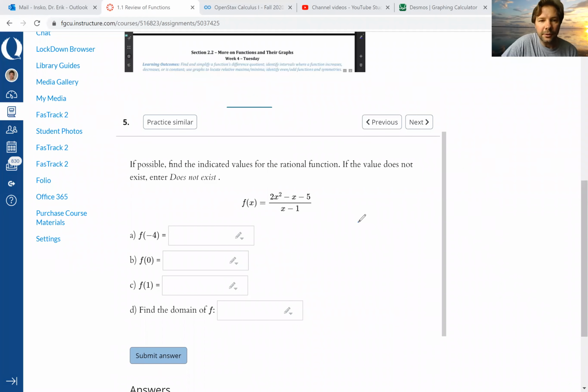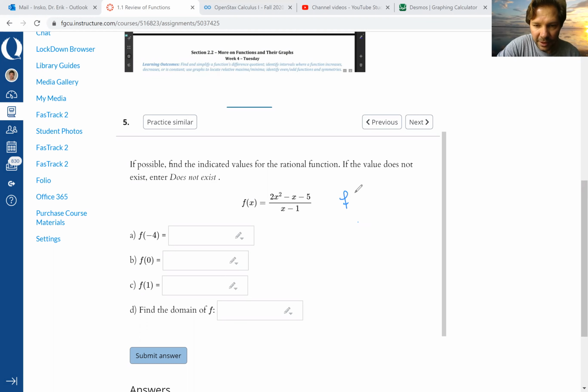Okay, now I'm going to show you how to do one of the homework problems in this section. So it says to evaluate this function. It says if possible, find the indicated values for the rational function. If the value does not exist, enter in does not exist. Okay, so first we need to figure out f of -4.